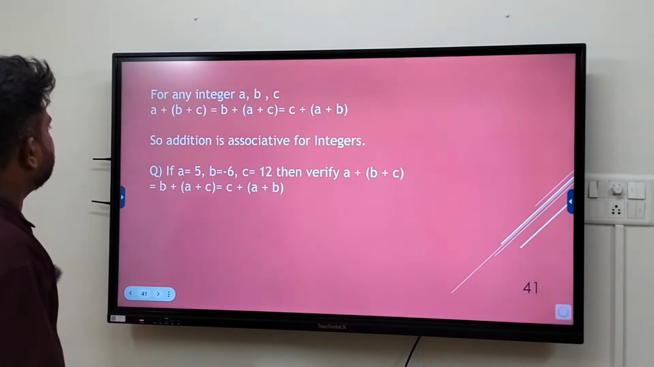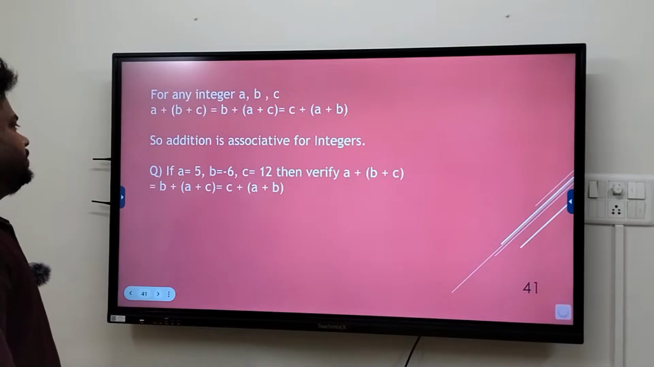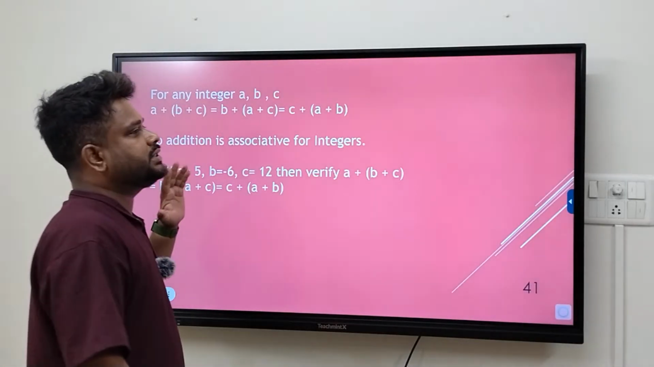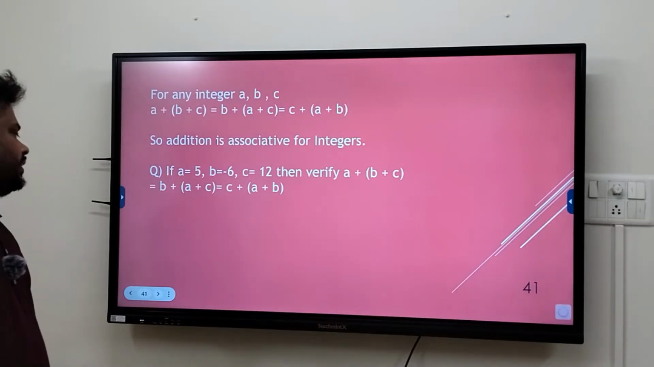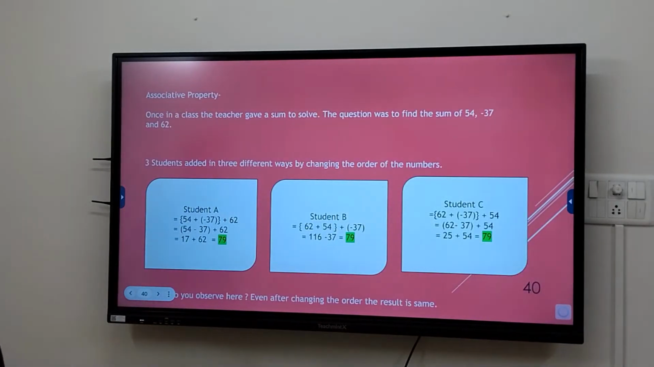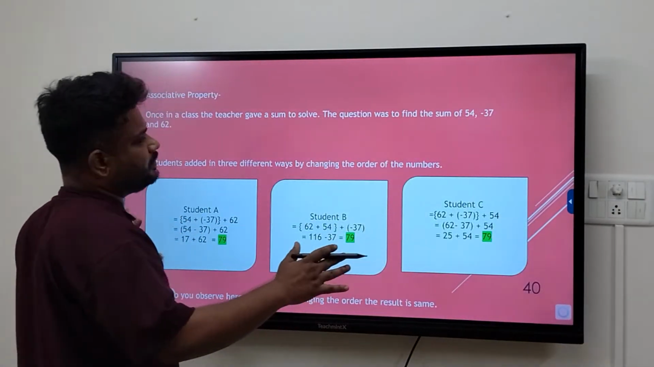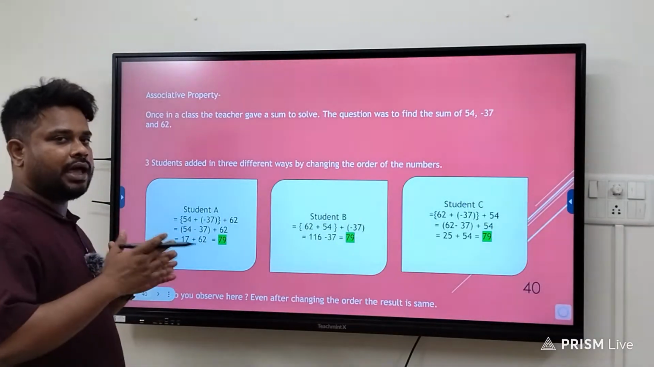The next one: for any integers a, b, c, a plus b plus c equals b plus a plus c equals c plus a plus b. So addition is associative for integers. Okay, so this one is the associative property. In associativity, we know that it doesn't matter if we change the order, and this holds for everything.